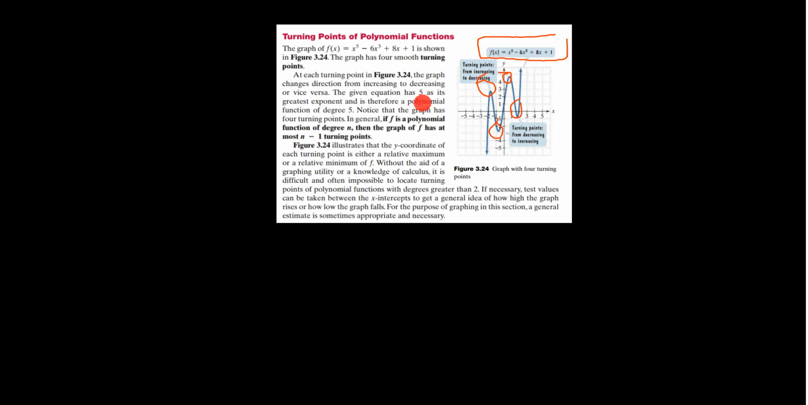If we have a 16th degree polynomial, then it will have at most 15 turning points. And that's all we know. We can't tell you how many turning points there are. We just know that we have the at most, right?